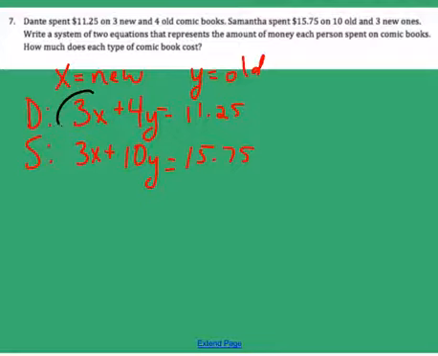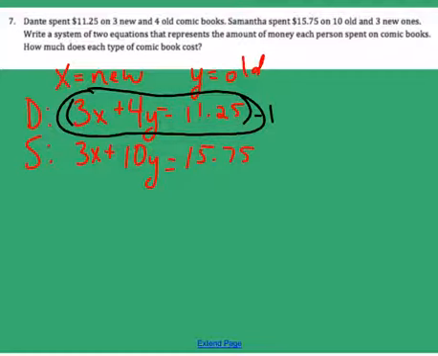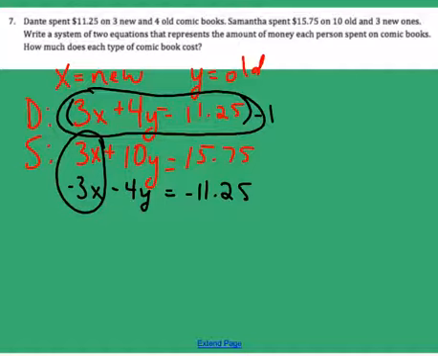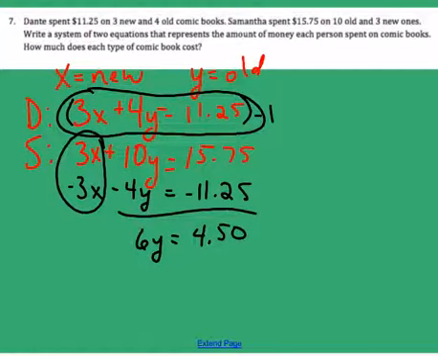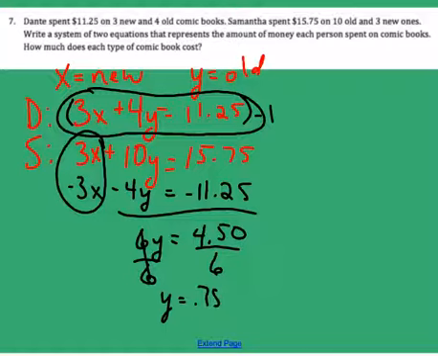Here's what I would do. Multiply all this by negative 1. I'm going to write it underneath, so I would end up with negative 3x minus 4y equals negative 11.25. This is going to go away, and then I have 10 minus 4, so I don't have to deal with any negative numbers. I just have 6y equals 4.50. And you divide by 6, and y equals 75 cents.